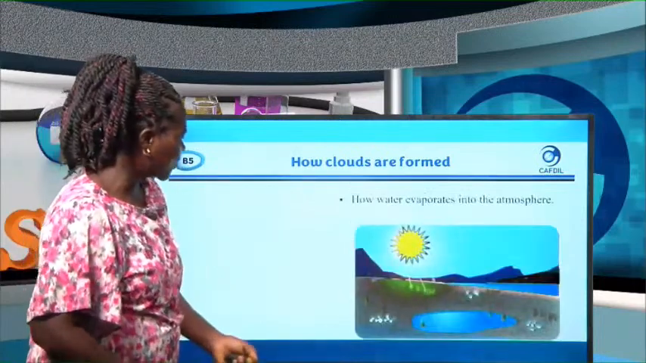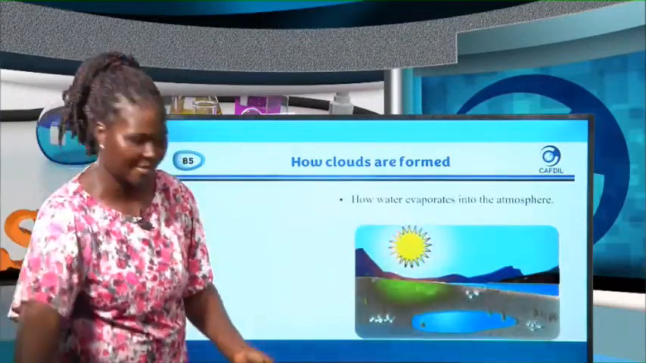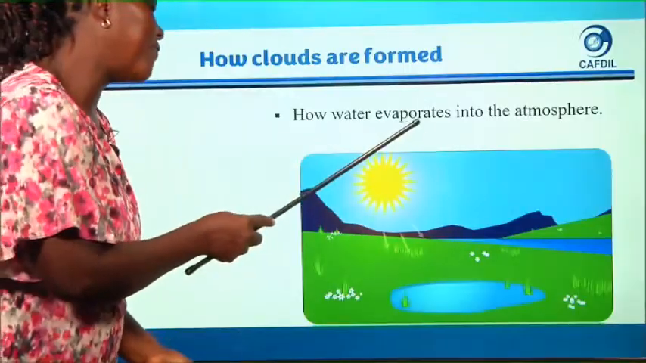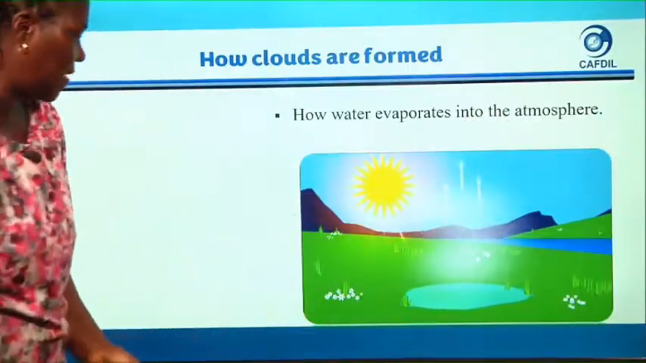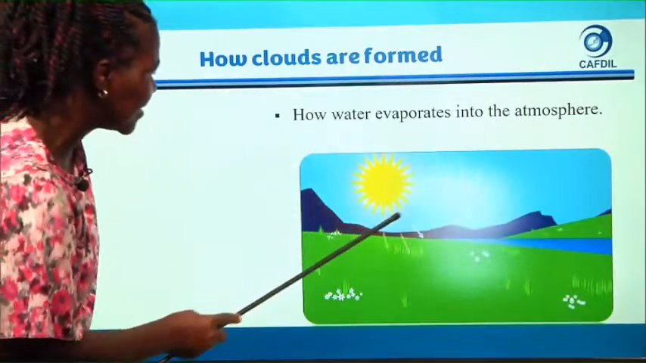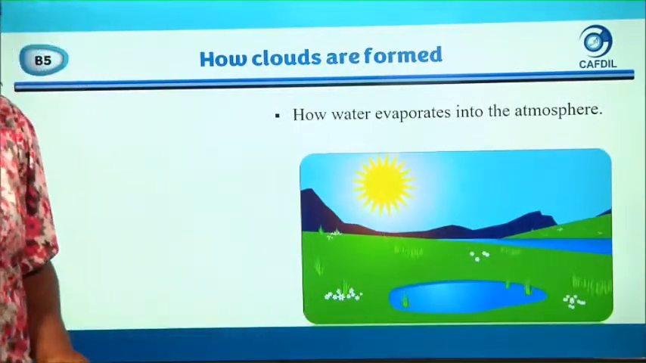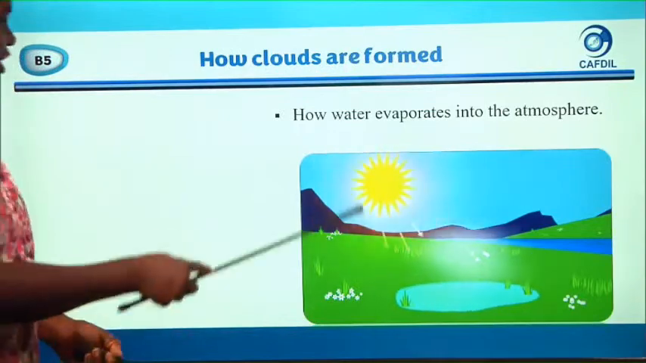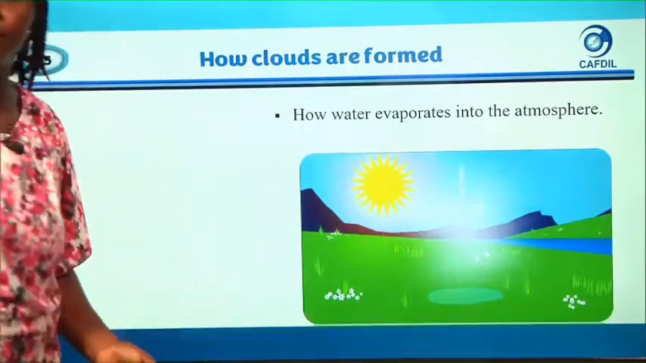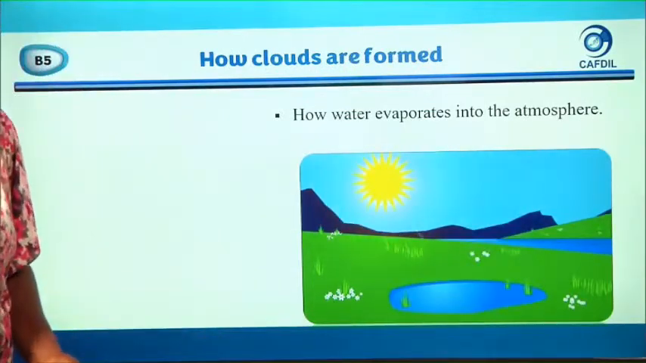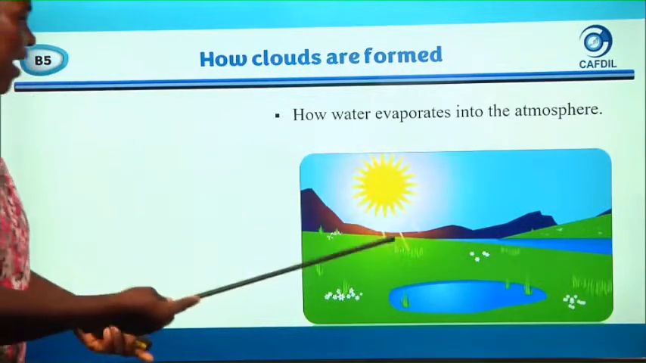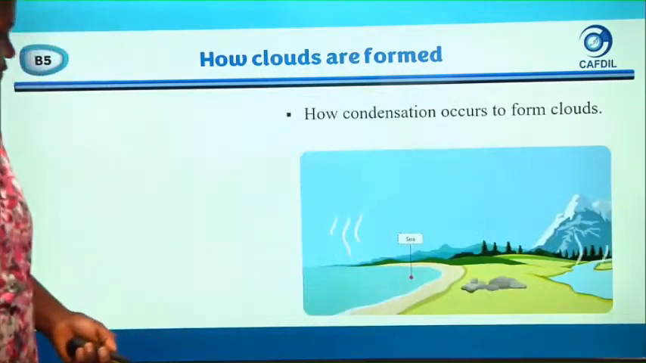So let's see how it happens. How water evaporates into the atmosphere. As we can see, this is the sun. And when it shines, the energy from the sun, when it shines on the water body, it evaporates and the water gets into the atmosphere.